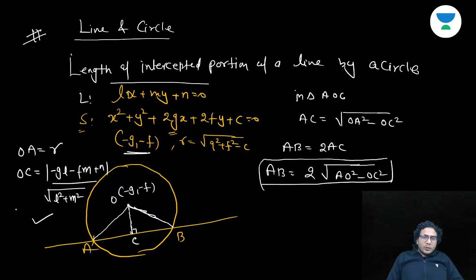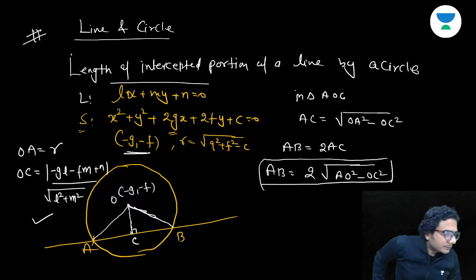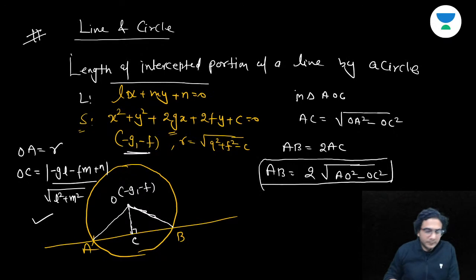Did you get these two values, OA and OC? It's very easy to write OA and OC. Perpendicular distance of center from line is OC and OA is nothing but radius. And because we know these two, we can write AC using Pythagoras theorem and then double it. So we'll get the intercepted portion. Okay. Got it?